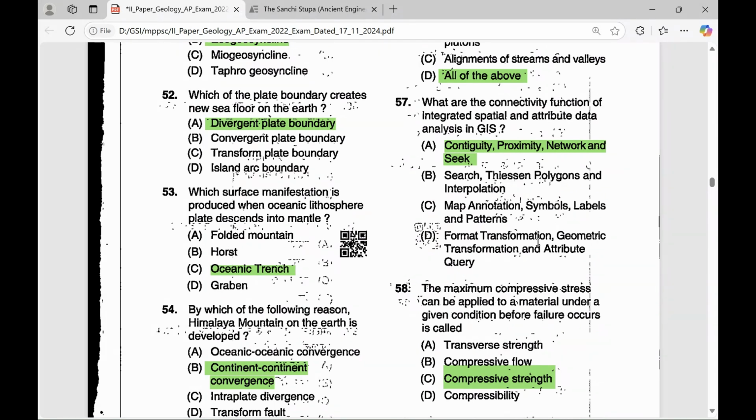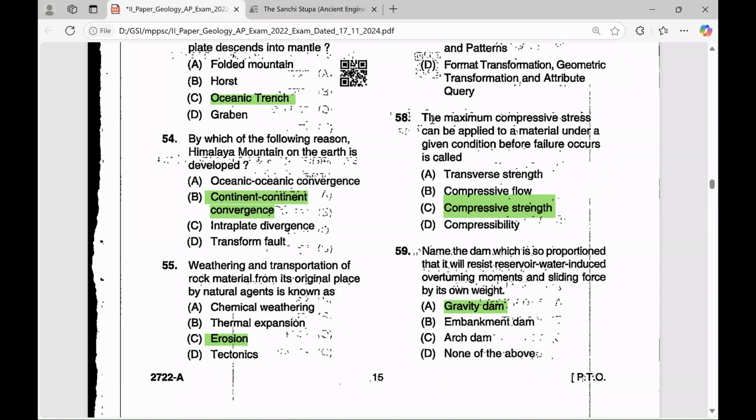Next, what are the connectivity functions of integrated spatial and attribute data analysis in GIS? You have to look through these one by one, but I feel the correct answer is continuity, proximity, network, and SIG. This question is not so common in other geology exams, but yes, it's interesting. Next, the maximum compressive strength that can be applied to a material under a given condition before failure occurs. So the answer is compressive strength.